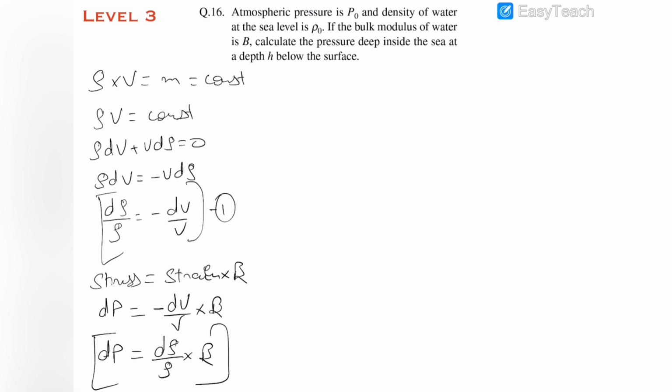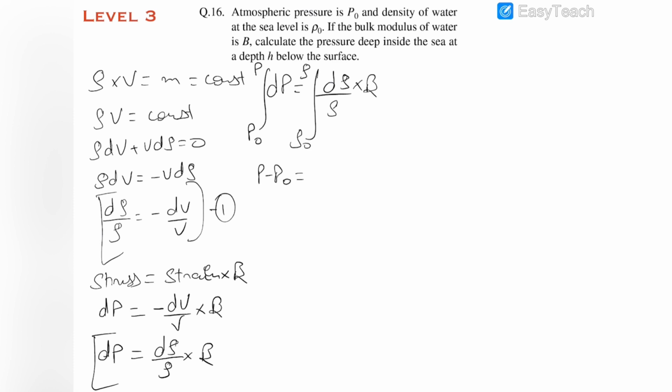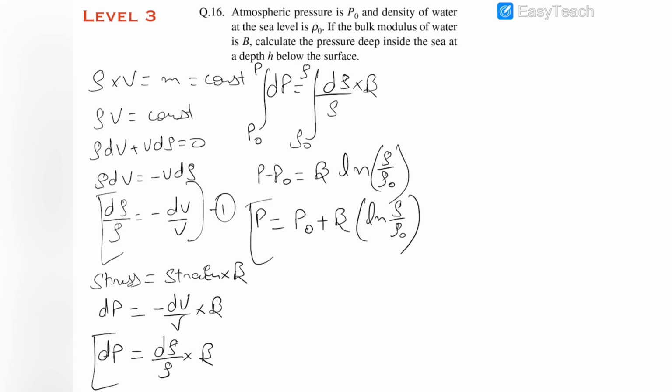Now dP is equal to d rho upon rho into bulk modulus. If we integrate both sides, we can apply the limits using the fact that on the surface of the water the pressure is P naught, and below the water surface at a depth of h, let's suppose the pressure is P and the density at that point is rho, and on the surface the density is rho naught. So P minus P naught is equal to bulk modulus into ln rho by rho naught. And therefore we can say that P is equal to P naught plus bulk modulus into ln rho by rho naught. Now this is equation number 1.